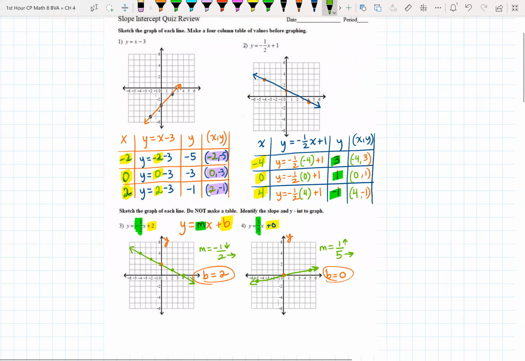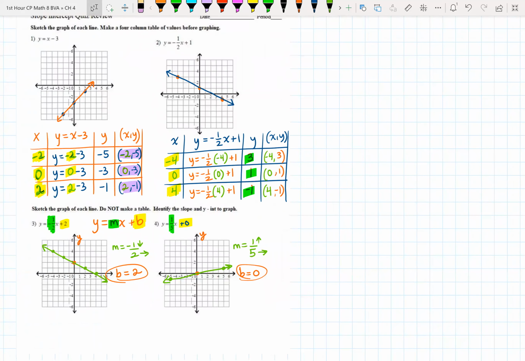Okay, zooming out, there's your 4 graphs, and this is part 1 of your quiz review.